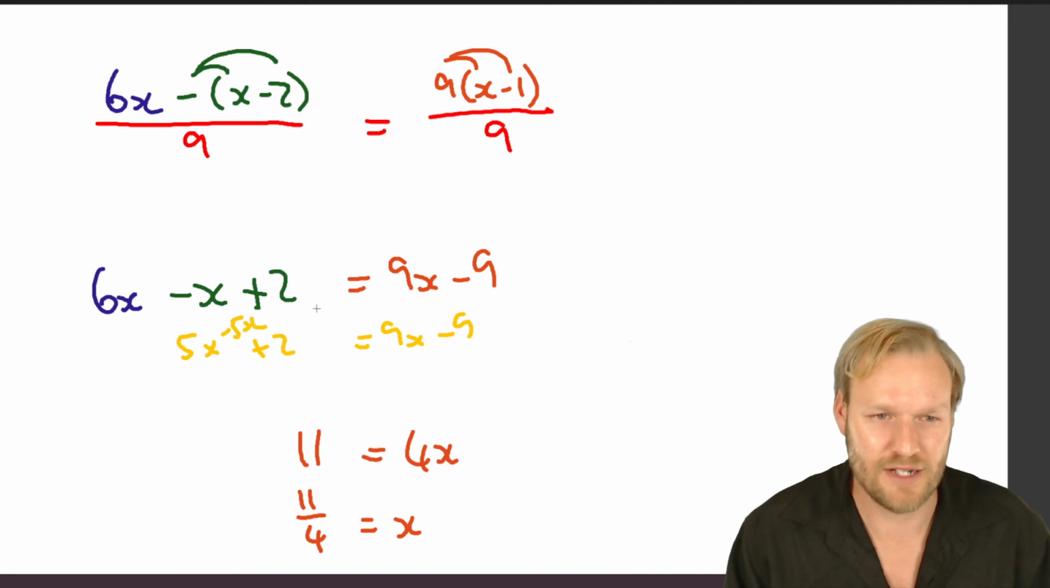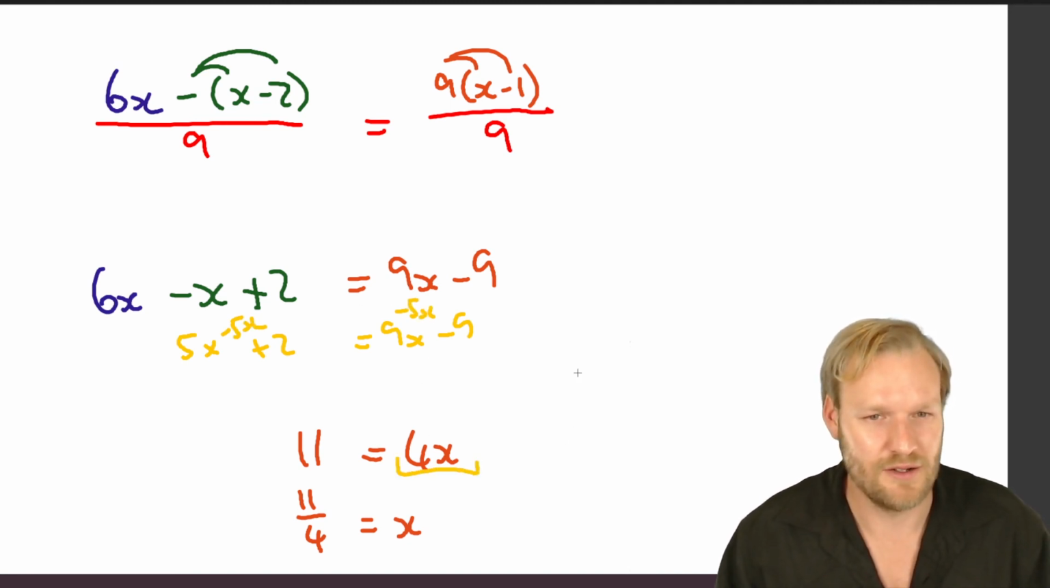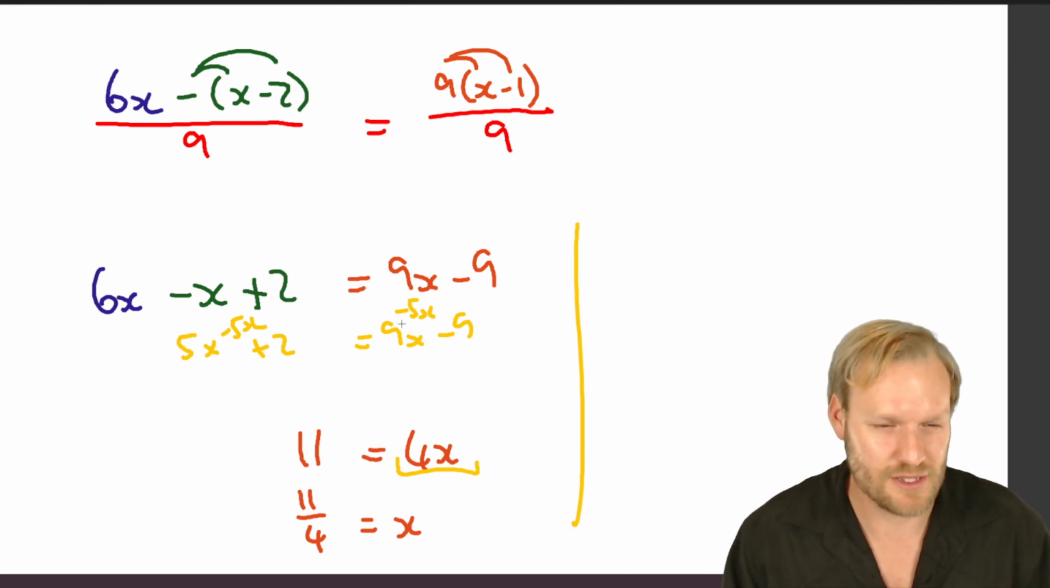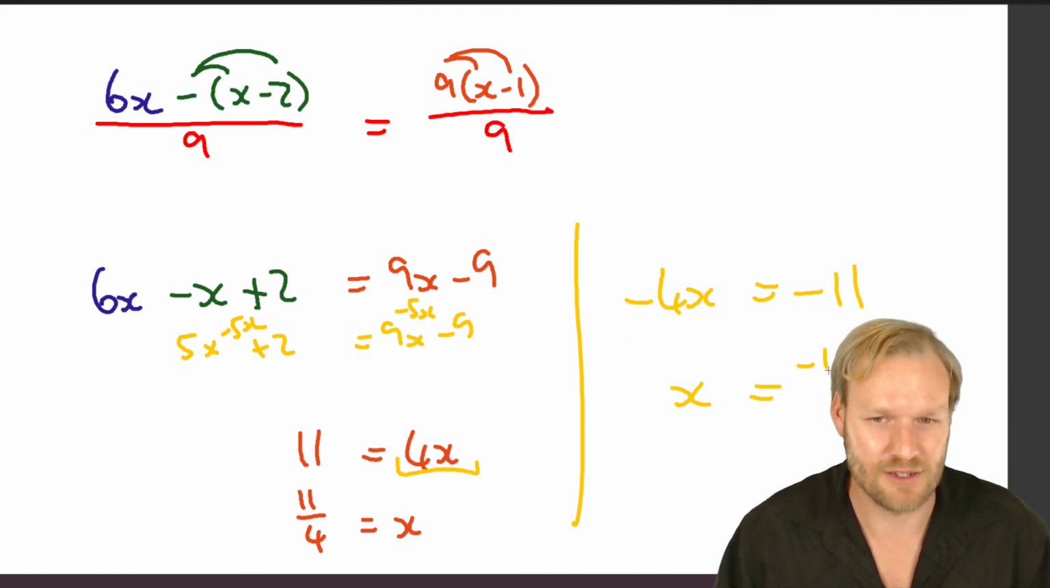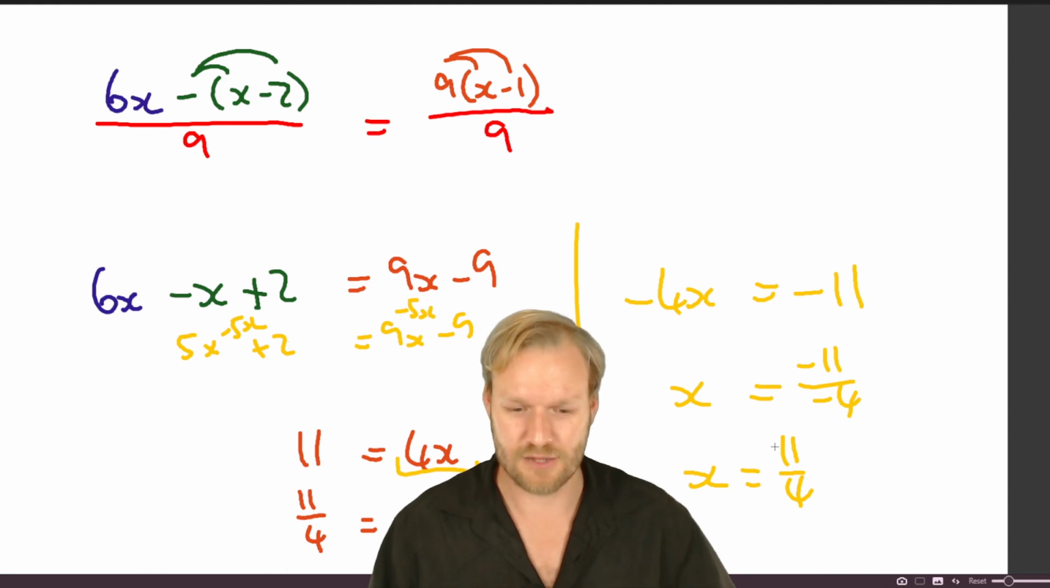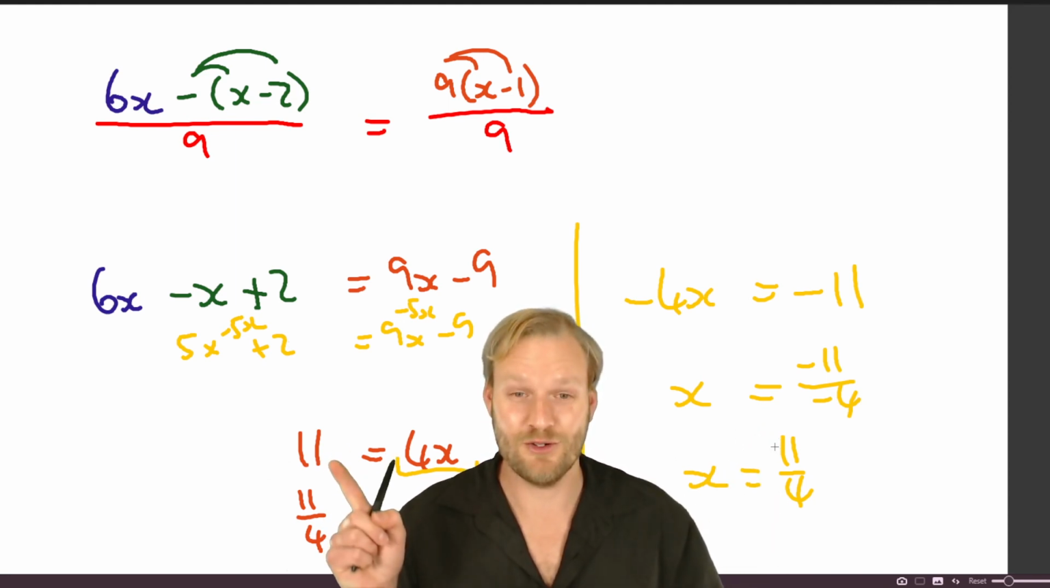I've subtracted 5x from each side here so that I've got positive x's here. But if you wanted to and you subtracted 9x, you'd have minus 4x on the left-hand side. If you subtracted 2 from each side, you'd have minus 11. And therefore x equals minus 11 over minus 4. Therefore x equals 11 over 4. Doesn't matter if you do it that way or that way.